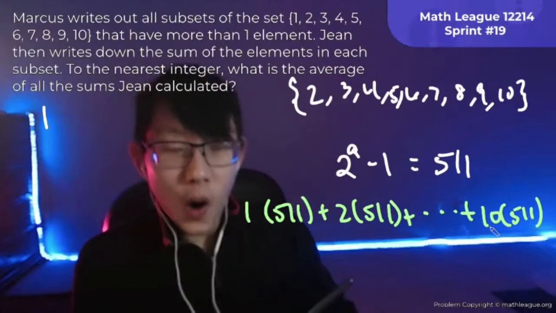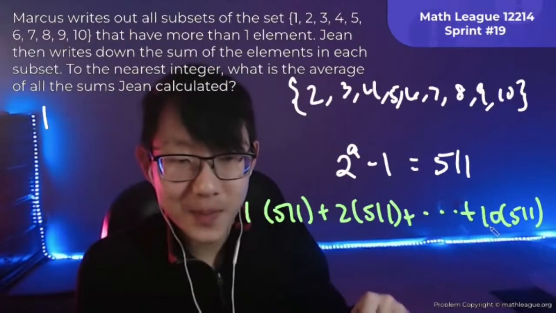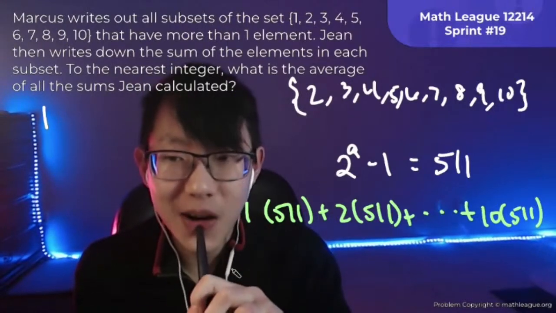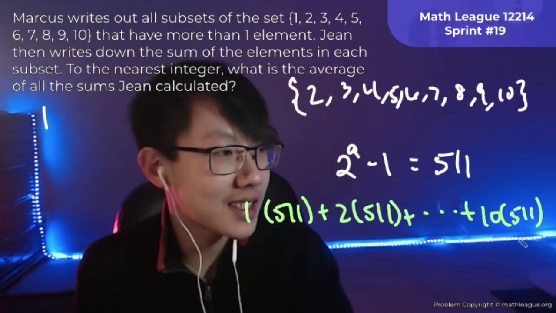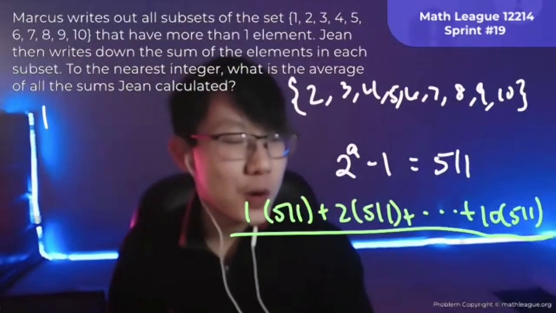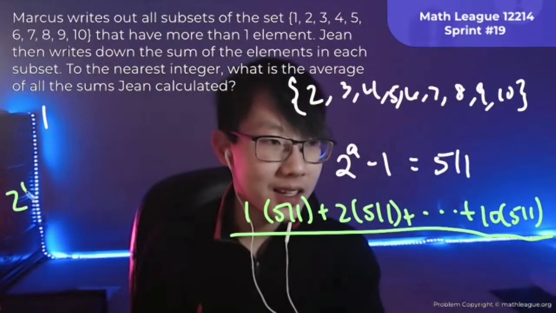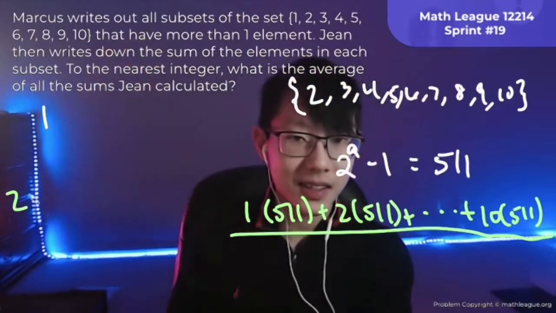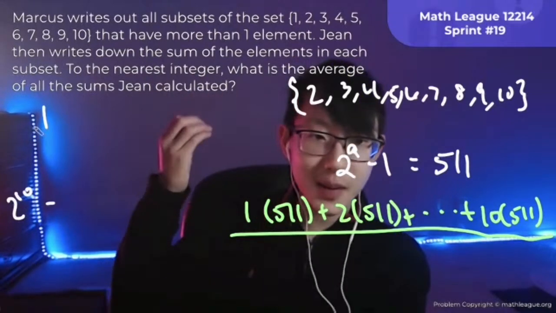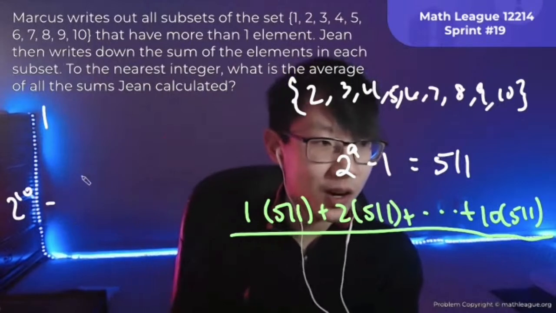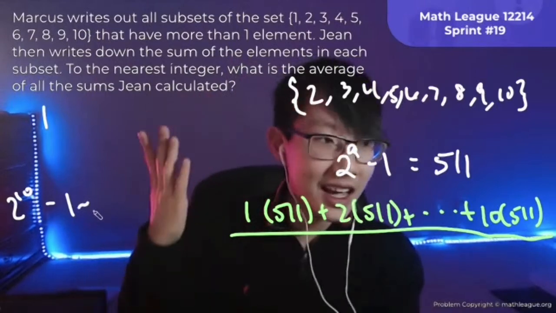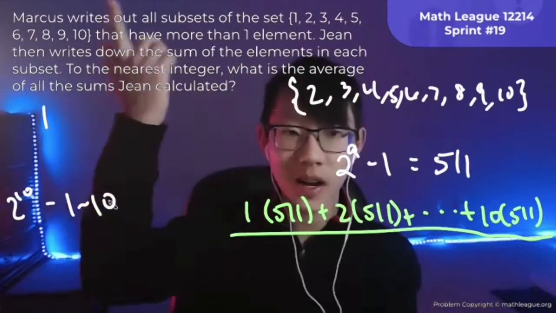All of that over how many total subsets are there? Well, wait, actually, the average of all the sums. Okay, yeah, so we're dividing by the total number of subsets. Yeah, you're good. So what's that? Every subset I can make using 10 numbers is 2 to the 10. But I don't want the subset that has 0 terms, the empty subset. That's minus 1. And I don't want the subsets that have exactly 1 element, because that's not more than 1 element. So I have to subtract out 10, because there are 10 subsets with just 1 element, which is just 1, 2, 3, 4, all the way to 10.